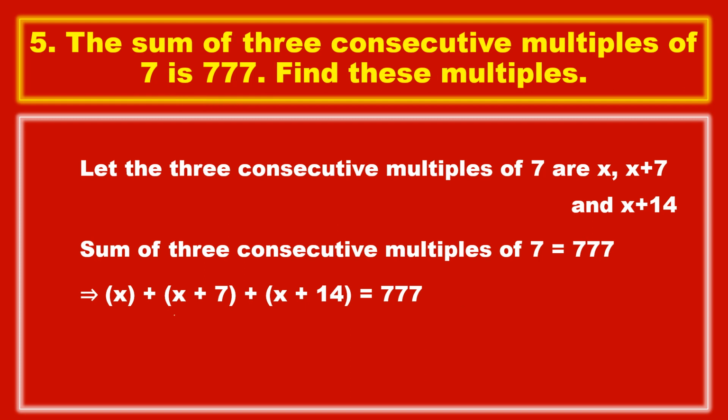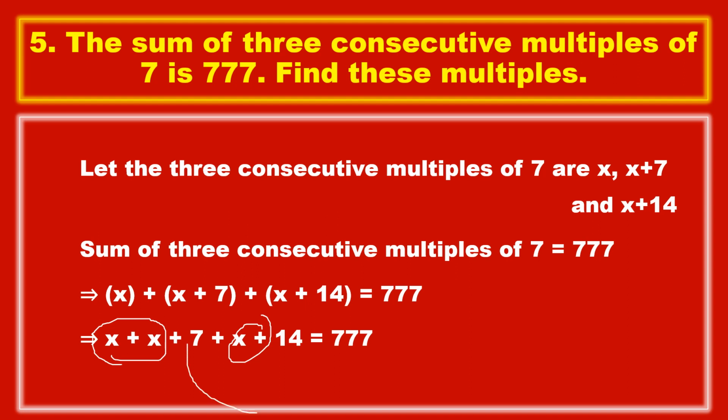Anyhow, before the brackets we have plus only, so no need to change the symbol. Just remove the brackets. So x plus x plus 7 plus x plus 14 equals 777. Now you write all x together. x plus x plus x is 3x, and send this 7 and 14 there. You can add and send, or else you can send them and add.